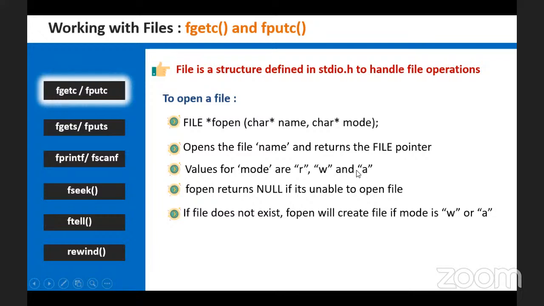Since we are in the starting stage, I can deal with these three modes. If the file is not opened properly due to the path or some issue, then it returns NULL. As I showed you earlier with malloc, if memory is not created or is insufficient, it returns NULL. Similarly, fopen returns NULL if it is unable to open a file. If the file does not exist, fopen will create a file if the mode is w or a.